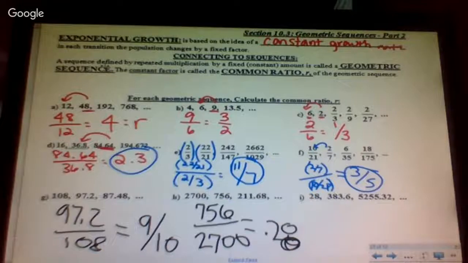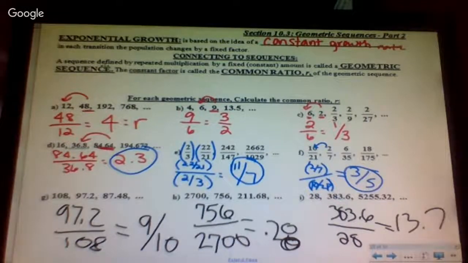G should have been 9/10. I left mine as a decimal, so it was 0.9. H is 0.28. And Lacey's putting up the last one for us here. There you go, Lacey. Perfect. 13.7. I put it as a fraction. Questions or problems? Please don't change. My entire thing is if it's a decimal, leave it. If it's in fractions, leave it as a fraction.